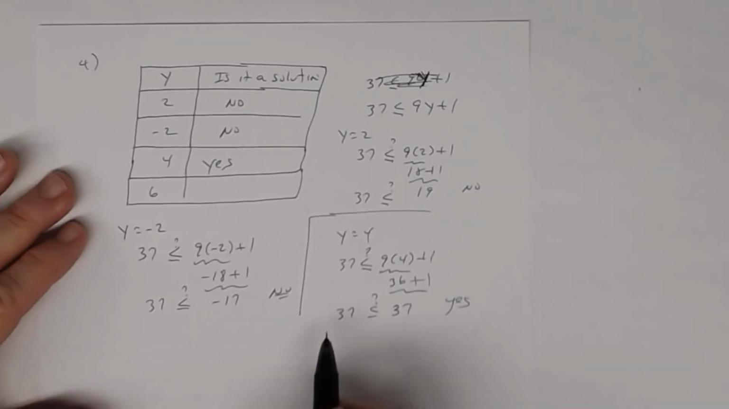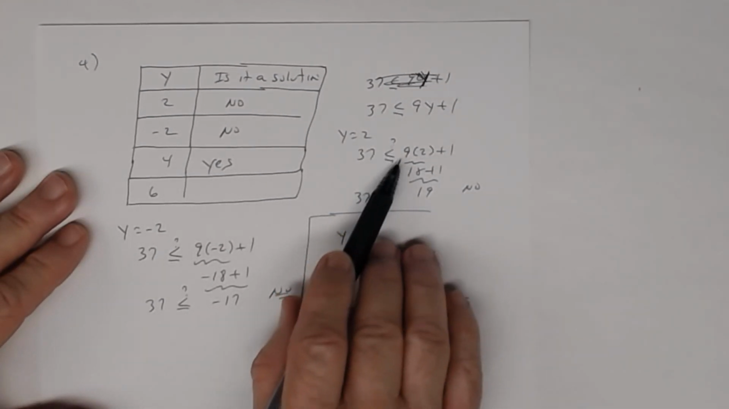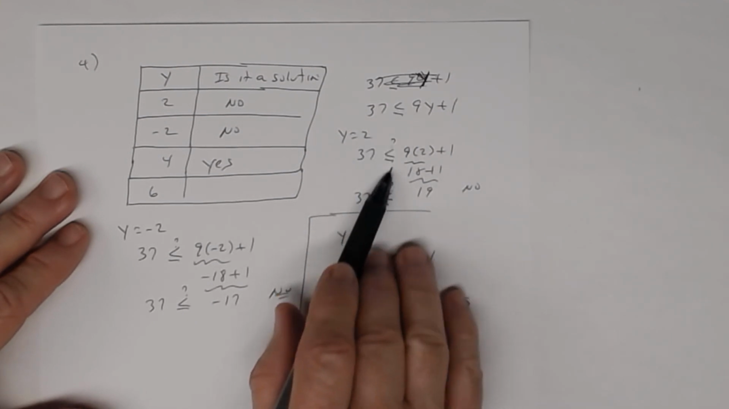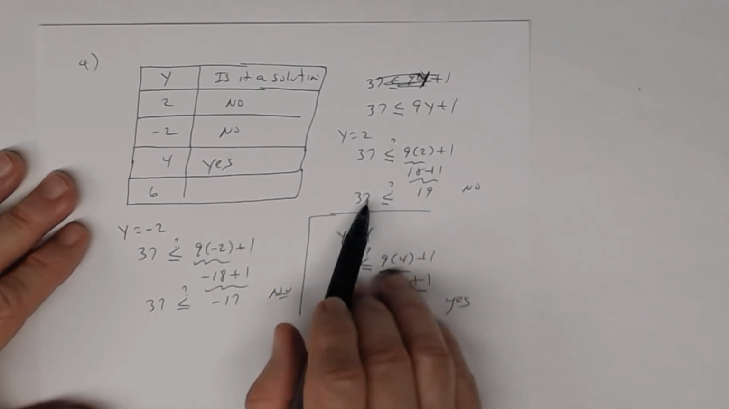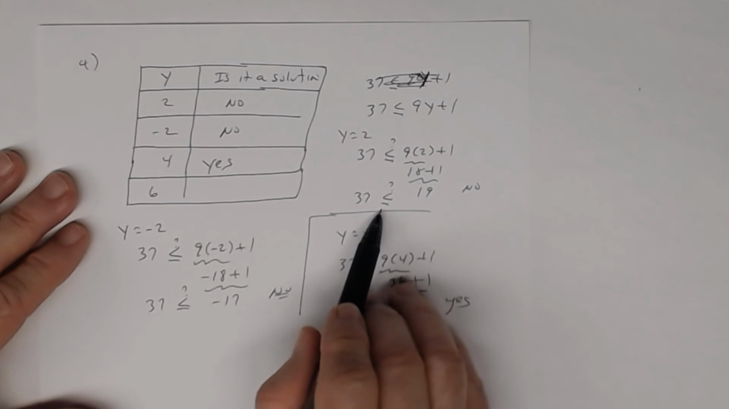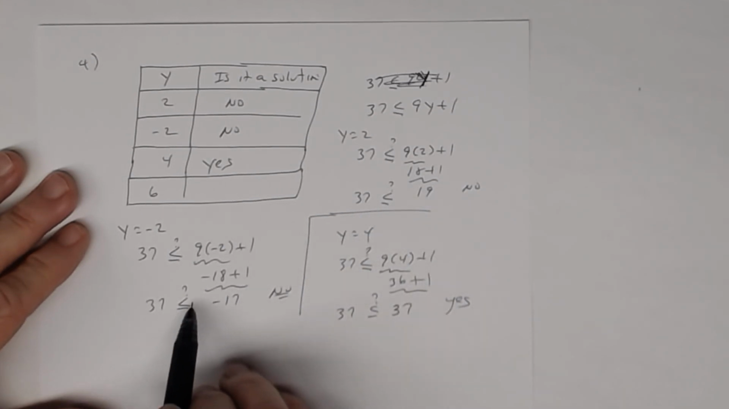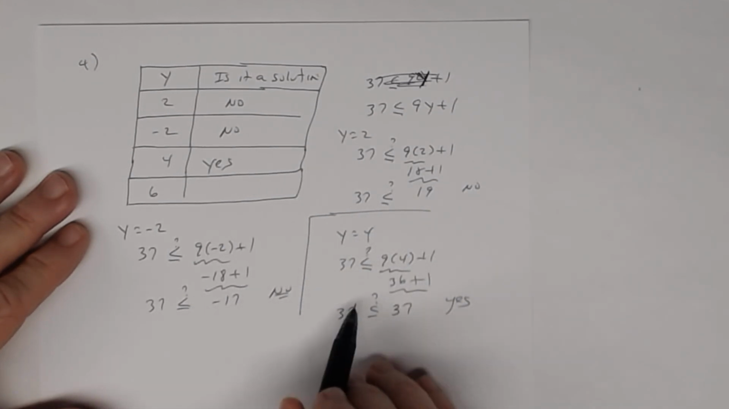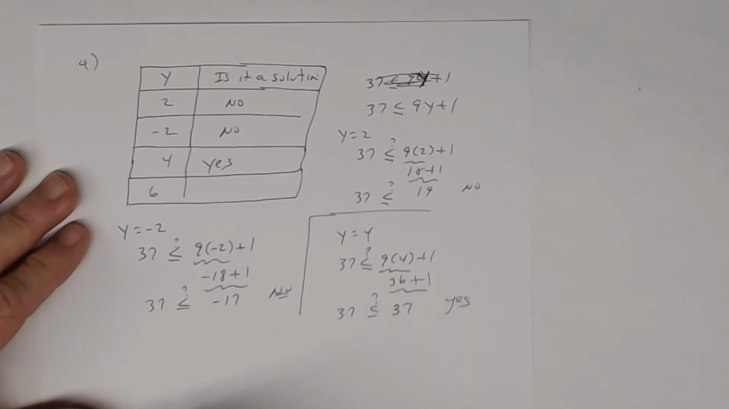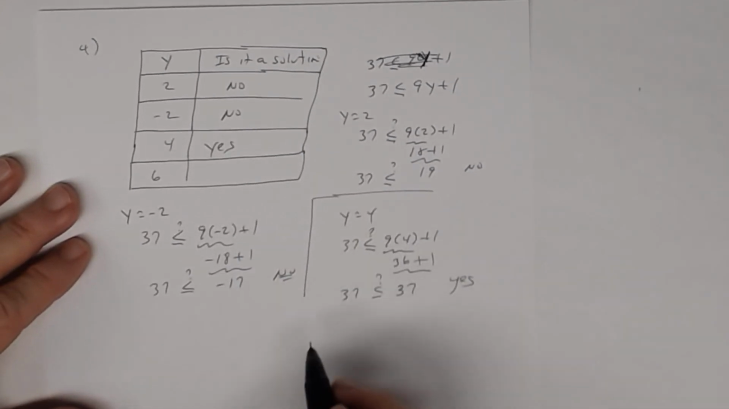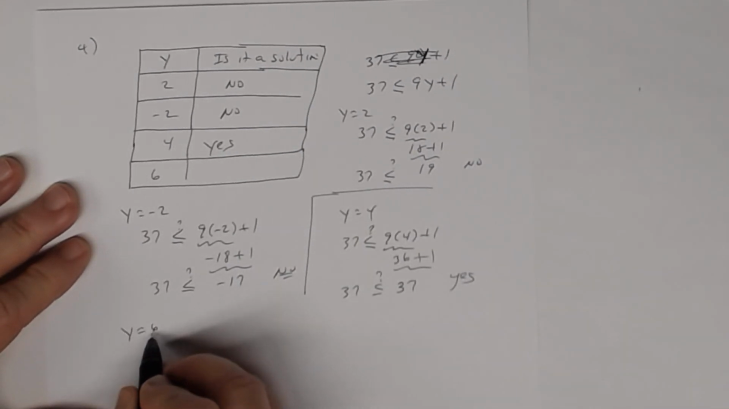Okay, and so remember, even though I went right back just now and put equal signs here, those are still correct. 37 is not less than or equal to 19. 37 is not less than or equal to negative 17. But 37 is less than or equal, see that equal sign, to itself. Okay? All right, 6, one more, y equals 6.